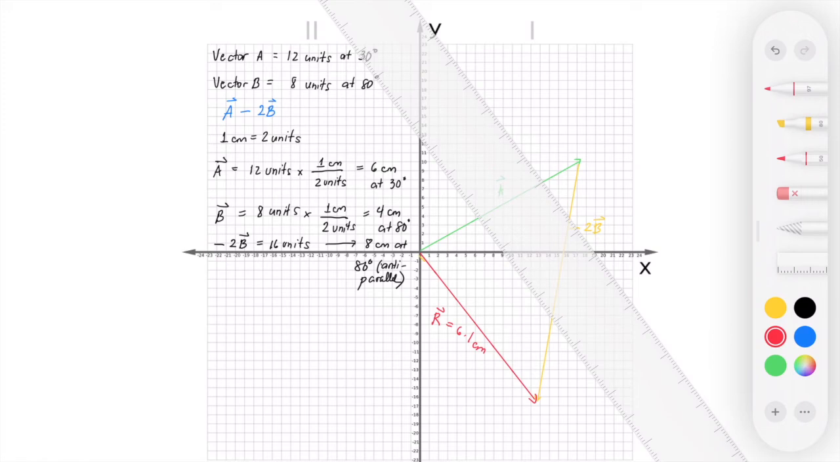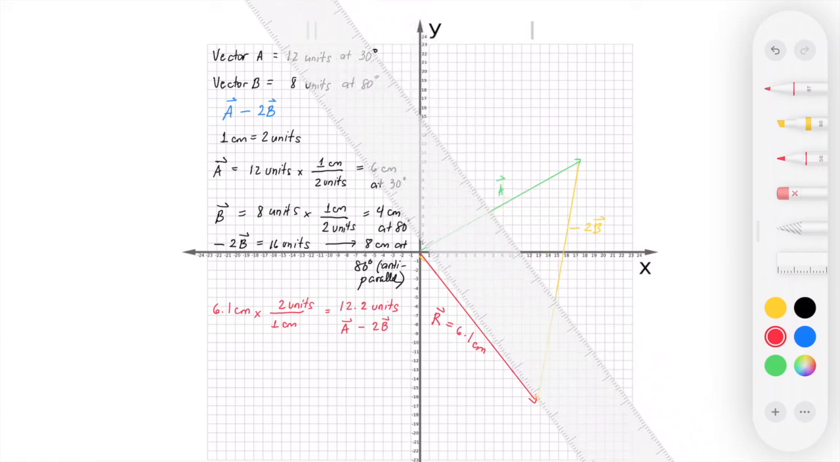So let's try to convert this 6.1 centimeter. 6.1 centimeter times, for every 1 centimeter, I'm gonna have 2 units, and 6.1 times 2 units, that will be around 12.2 units. And so this is the representation of our vector. This is the magnitude of vector A minus twice the vector B. And at what angle?